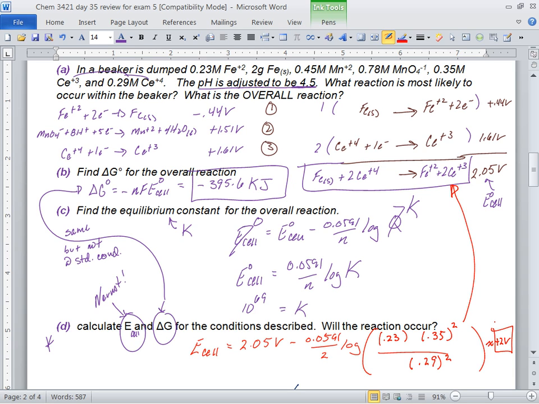So we just got E cell. Now find delta G. That's because there's no 6 up there on the 0.05, so that's what's knocking it down.